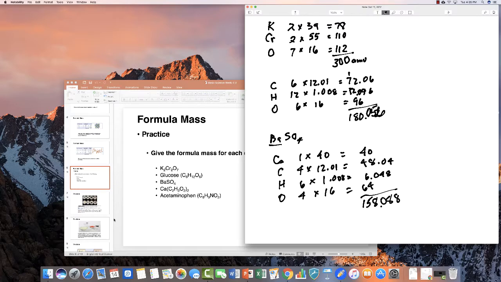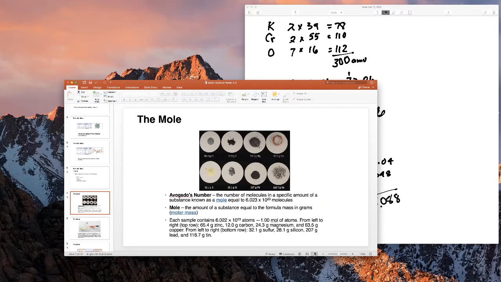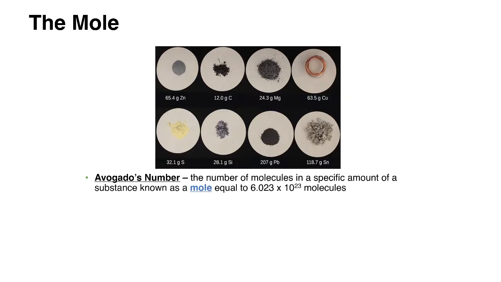Okay, the second concept I want to talk about is the concept of the mole. Now, first of all, we have to figure out what a mole is. Well, a mole is like a term like a dozen, or a pair, or a gross, or a ream. Those are all terms that signify a specific number of things.